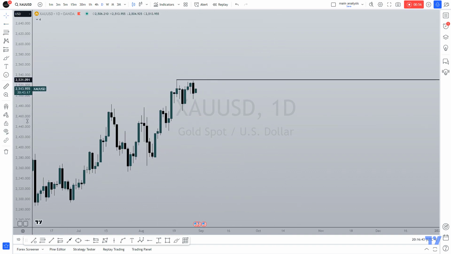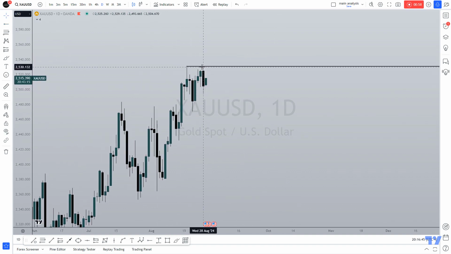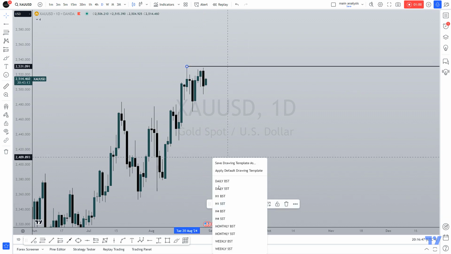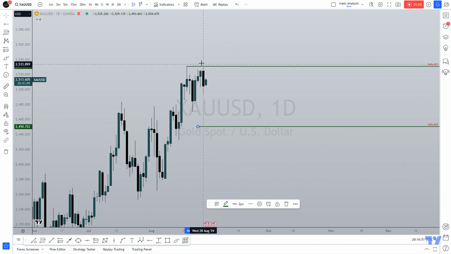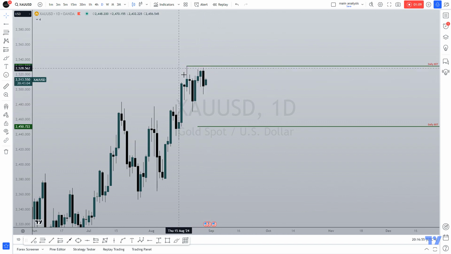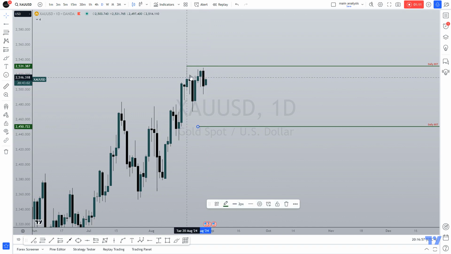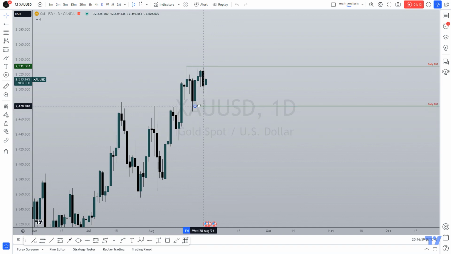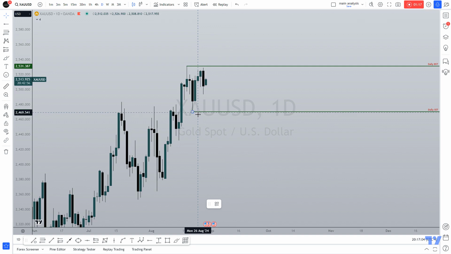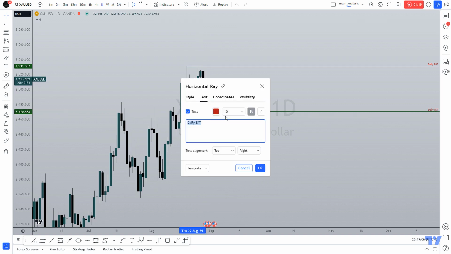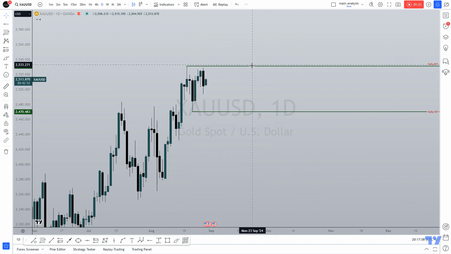So, taking a look at the daily, the first thing I like to identify on the daily time frame is my daily range. Of course, the daily range incorporates two parts. We have the next draw on buy side liquidity, which is obviously this high right there, and we have the next draw on sell side liquidity, which is the low here. So these are two important elements of our daily range.